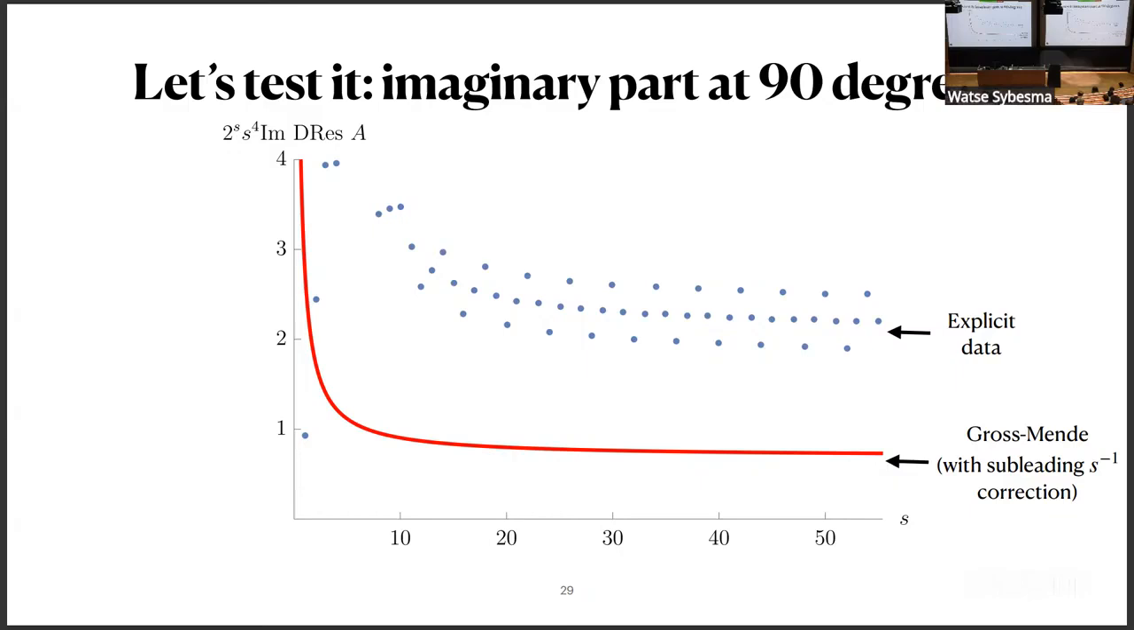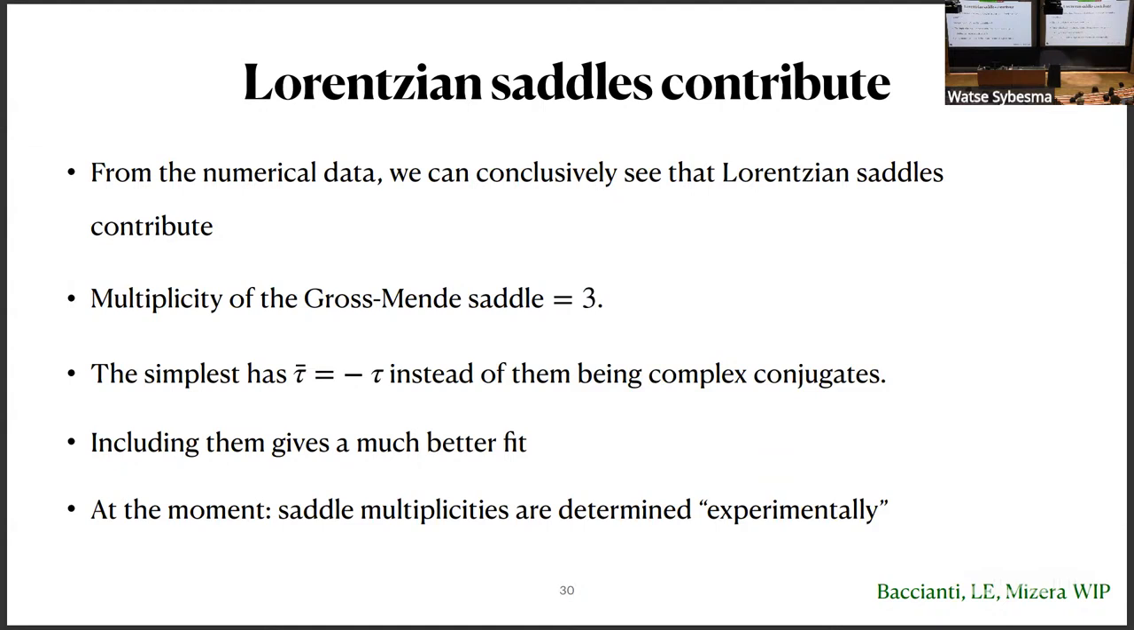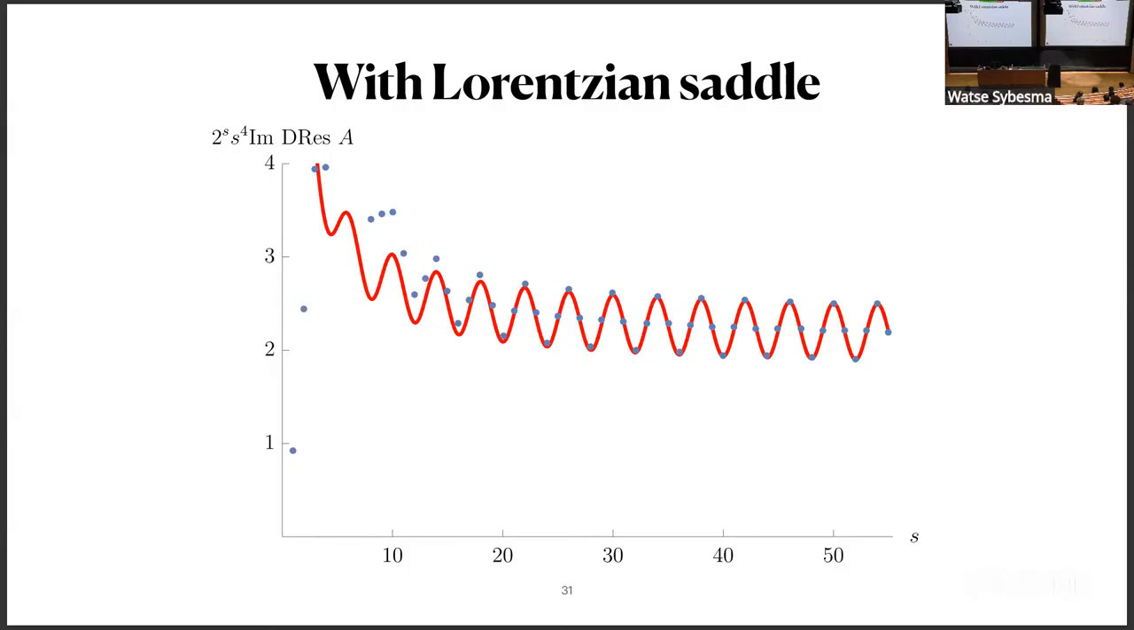But one thing that you see is, first of all, the multiplicity of the Gross-Mende saddle should not be 1. Turns out it needs to be 3 to match with the actual data. So the Gross-Mende saddle appears 3 times in the contour. And the other thing that you notice is that there are these weird oscillations, they actually come from these other saddles that are not in the real part of moduli space, but are in the complexified moduli space. We understand what these saddles are. We don't understand how to compute their multiplicities. So all we can do at the moment is we have this data, and we can tune the multiplicities such that the data fits pretty perfectly on the saddle point evaluation.